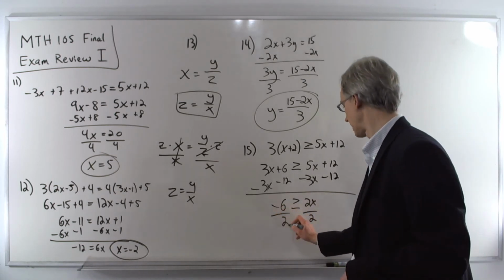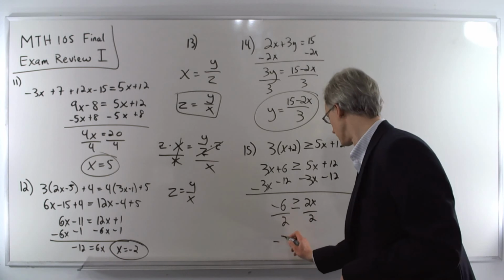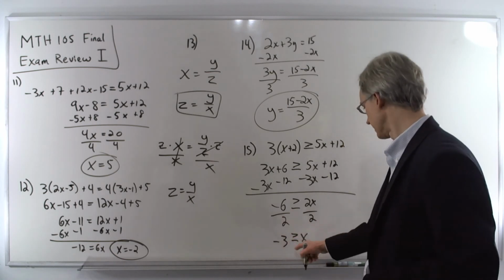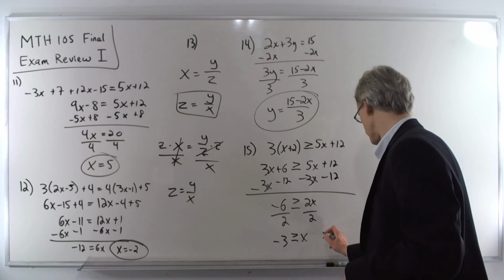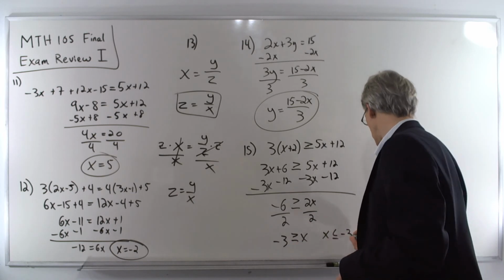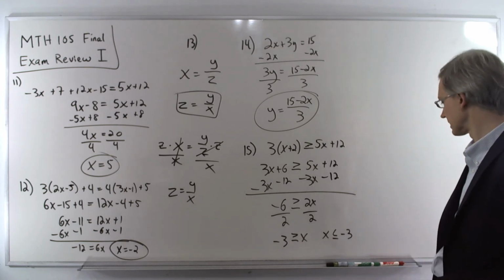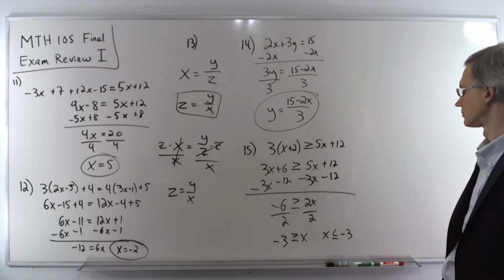Notice now we can divide by a positive number, so we don't have to switch the direction on the inequality. And we get x is less than -3. Let's switch that around. You can write it either way, -3 greater than or equal to x, or x less than or equal to -3.